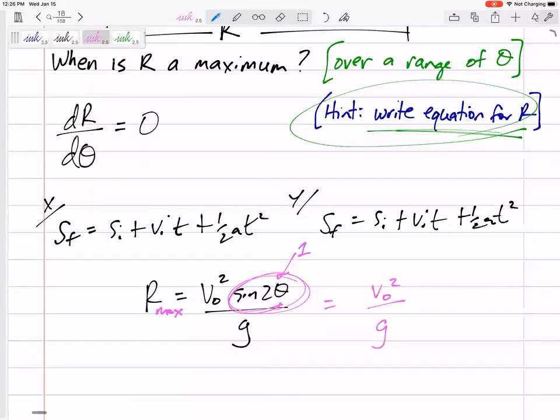So we would prove that 45 degrees gives us the maximum. And we'd also prove that the range is V squared over G. The maximum range is V squared over G. All right.